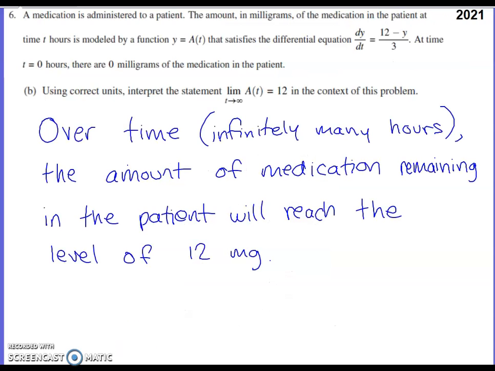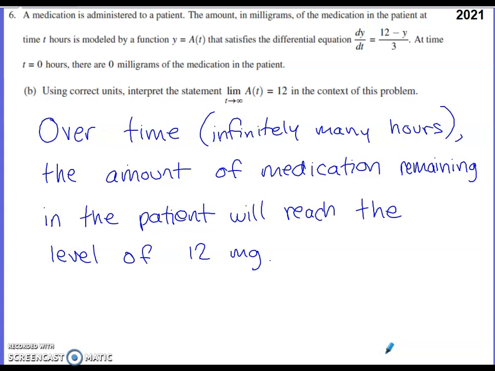Part B asks us to interpret this limit. So the limit as t approaches infinity of this function A of t, and keep in mind A of t represents the amount of milligrams of a medication in a patient after t hours. So as t approaches infinity, the amount is going to be approaching 12. And so what that basically means is over time, there's always going to be an equilibrium level of 12 milligrams of this medicine within this patient.